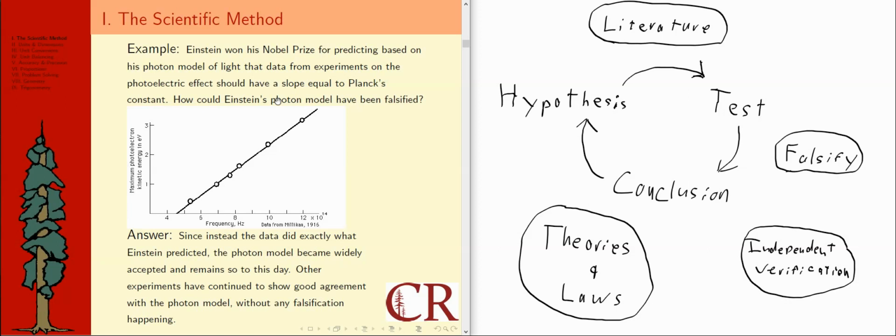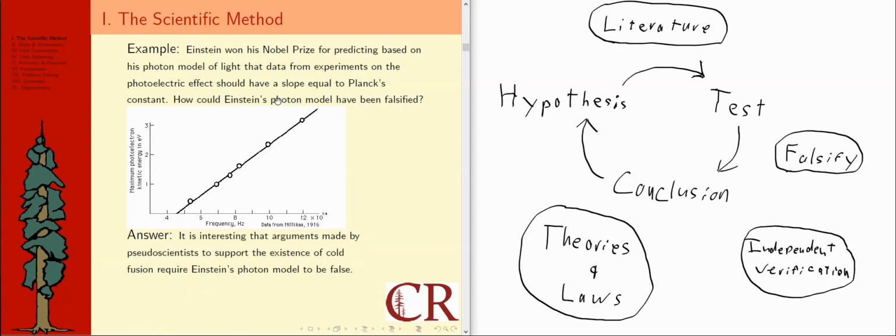And there have been plenty of other tests where it could have been. So in other words, other experiments have continued to show good agreement with the photon model without any falsification having happened. I put a little jab here about pseudoscience, because it's interesting that arguments made by pseudoscientists to support the existence of cold fusion require that the very model I'm talking about here, this really famous model that's been rigorously tested in tons of other experiments, to be false, on this hope that cold fusion might solve all our energy woes and so on.